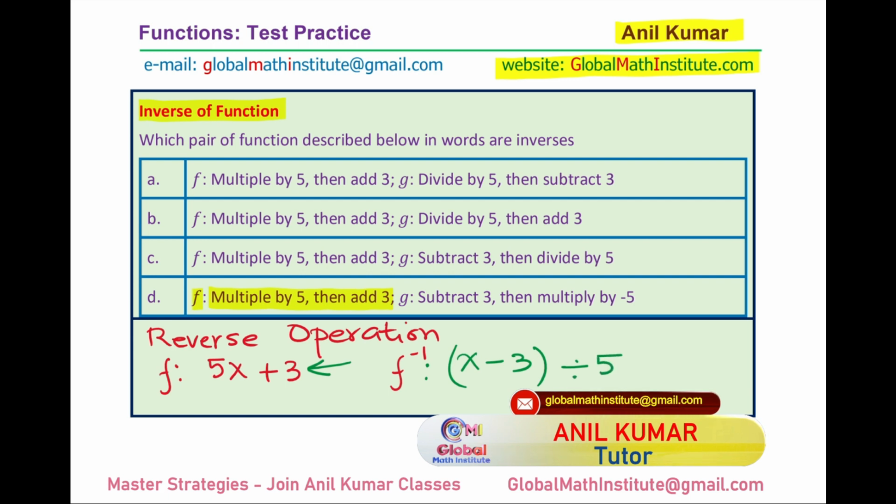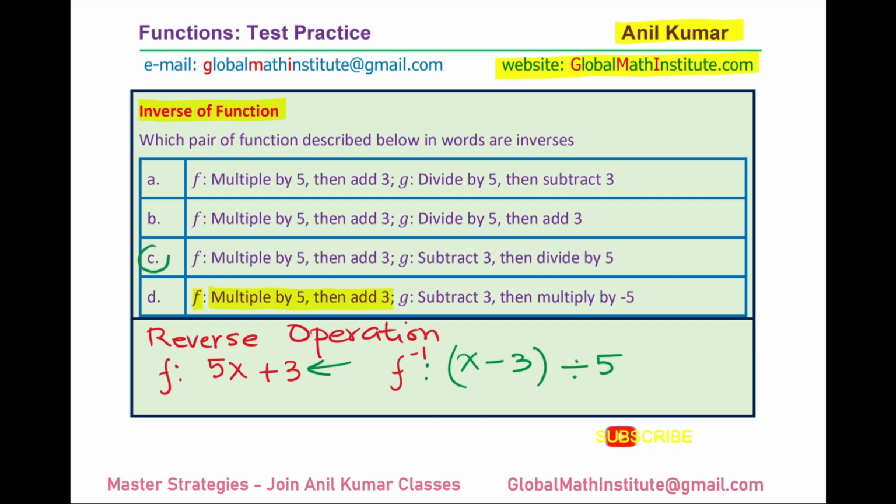And therefore, now you can see which is the correct option. Subtract 3 and then divide by 5. Option C is the right option. You get the idea. That is how you have to do it. I hope the concept is absolutely clear. You can verify. How will you verify? Function of inverse function should be x. That is how you will verify. I hope this is absolutely clear.